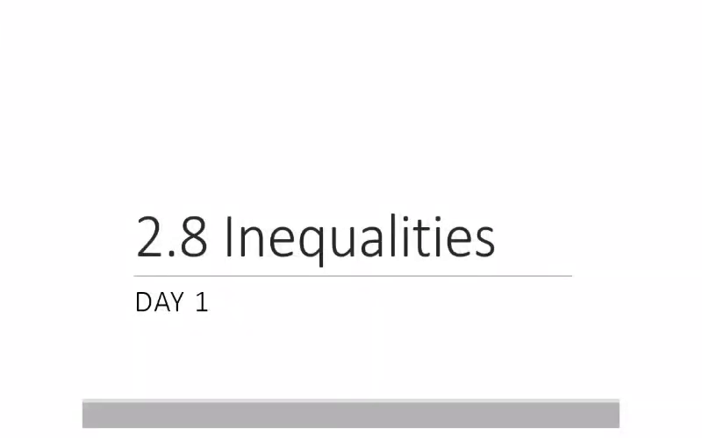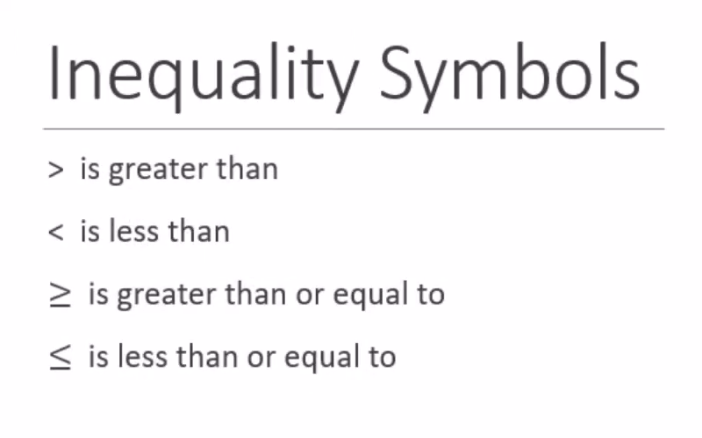Hello, everybody. Today we're going to deal with inequalities, which is 2.8, chapter 2, section 8 in the book. You might have seen some of these before, but let's review our inequality symbols. So, greater than, less than, greater than or equal to, and less than or equal to. The or equal to is the bar underneath.